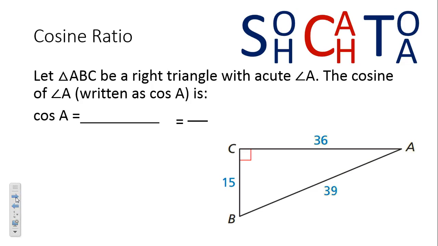Cosine. The cosine of an angle is the CAH part. So when we want the cosine of an angle, what do you think we're going to do? Take the adjacent over the hypotenuse. Which one is adjacent to angle A? 36. Which one's the hypotenuse? 39. So 36 over 39, and you're done.